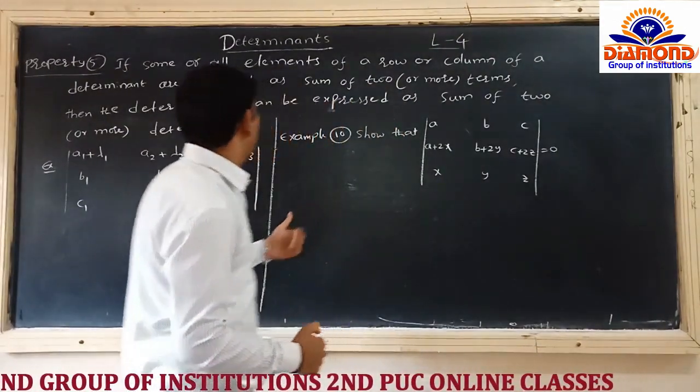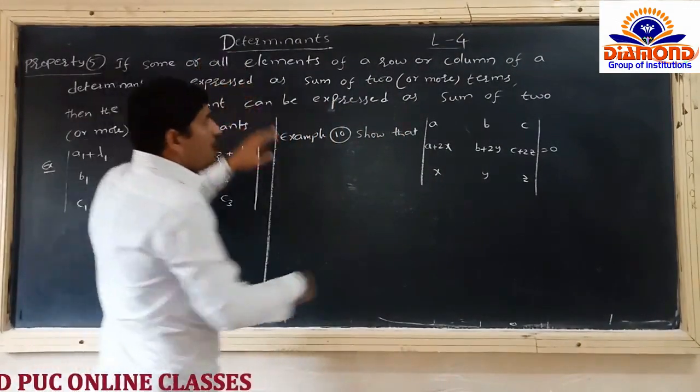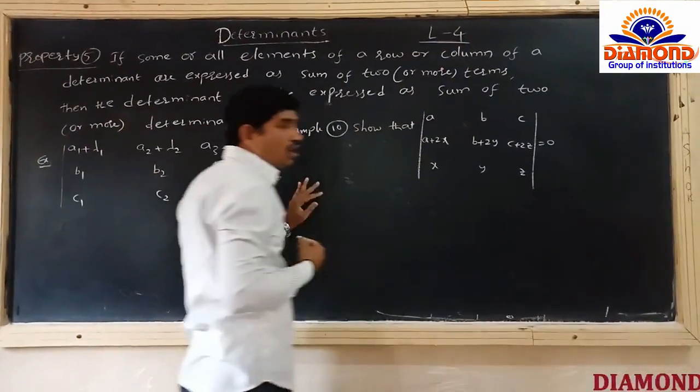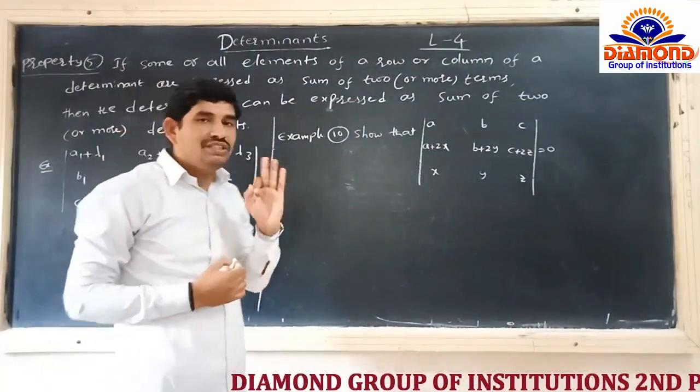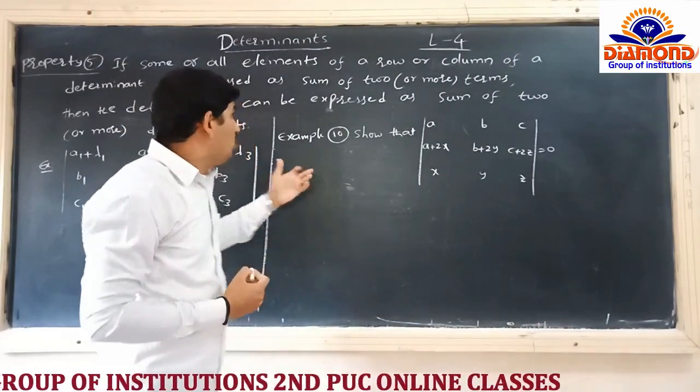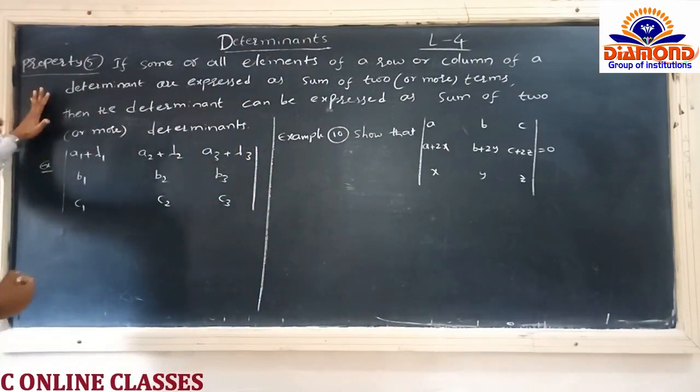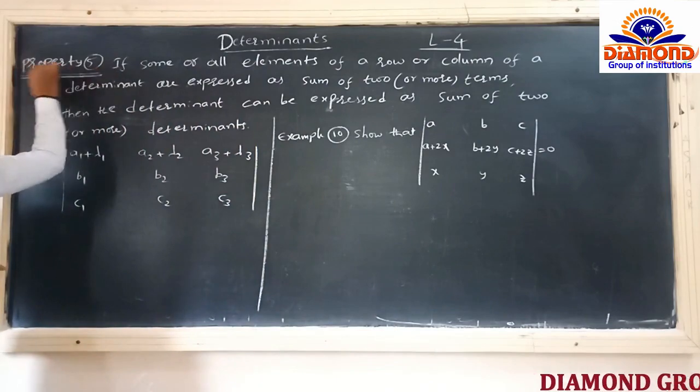Today we are going to continue. The chapter is determinants and this is lecture number 4. Already I have completed a total of 3 lectures. So now I am going to continue the 4th lecture. In this I have taken property number 5.